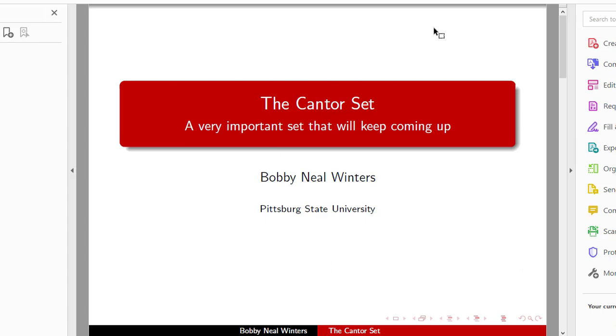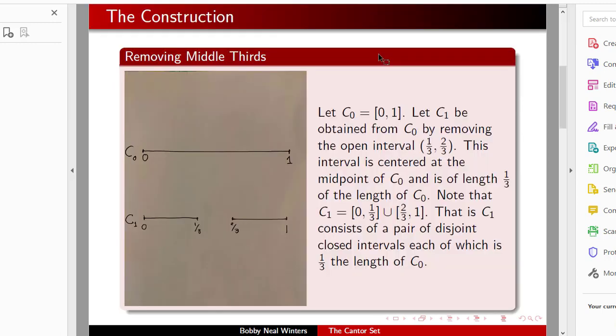Okay, this lecture is on the Cantor set. It's a very important set. I will confess it's an act of joy for me. I have a long-running love affair with the Cantor set. Let's talk about it. We're going to construct it. We're going to do it in stages.